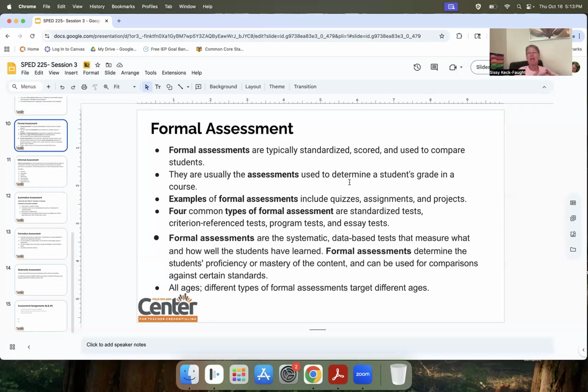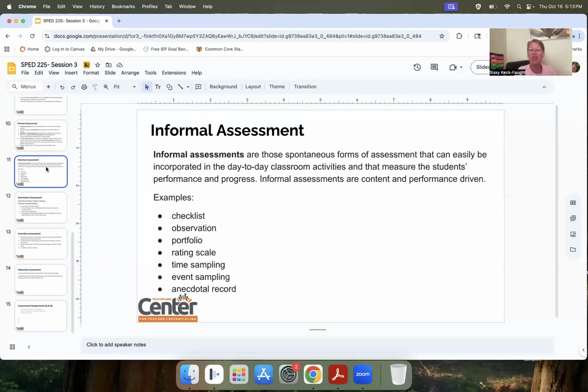So a lot of times we have writing prompts two or three times a year where we're doing writing testing and assessment. So those would be considered a formal assessment. Yes, we would consider statewide testing a formal assessment, but there is a whole different category for that one.